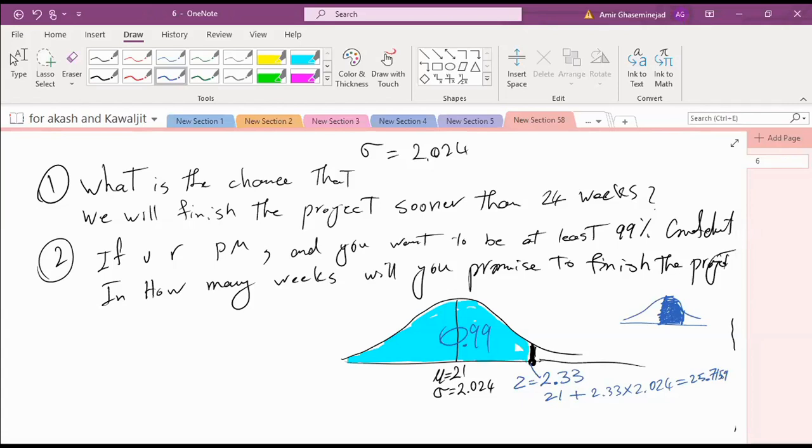Amir, is there a formula for that last one you did, the 21 plus 2.33? Or is that just something we should know? Oh, it is something that you should know from your statistics class. If you are at Z equal to 2.33, this is your mean, and you are 2.33 standard deviations above the mean. So it's the mean plus Z standard deviations. Okay, cool.